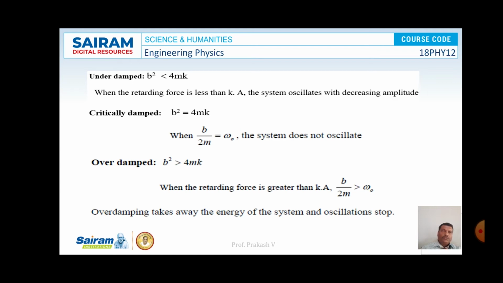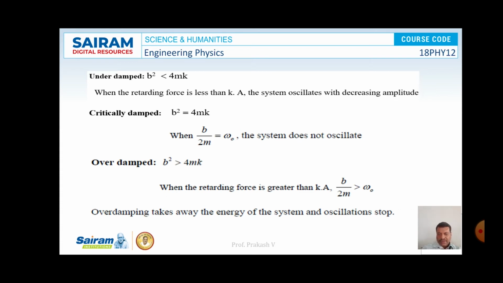And in case of over damping, b square is greater than 4mk, when the restoring force is greater than k and a. So here b by 2m is greater than omega naught. Over damping takes away the energy of the system and oscillations stop. So in case of over damping, b square is greater than omega square. It is the condition under which the body is brought to a halt at the equilibrium position without oscillation.